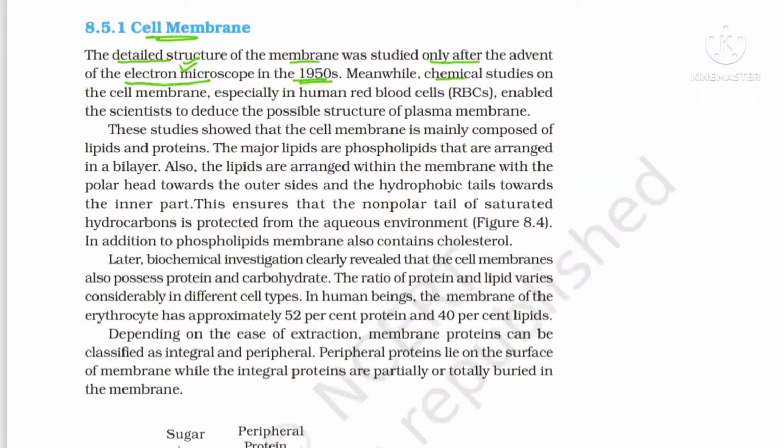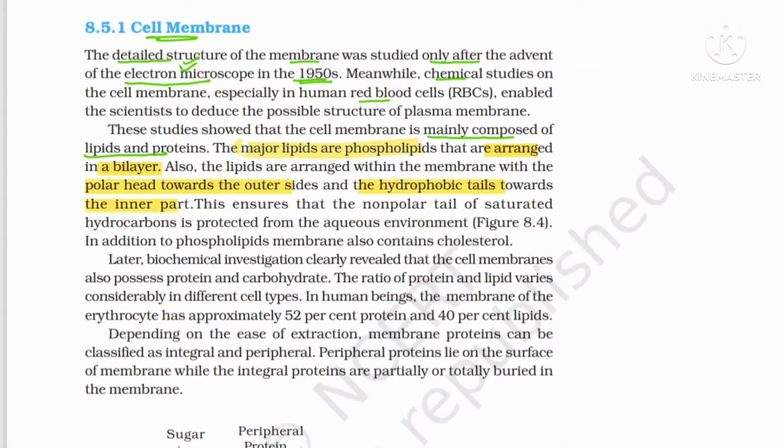Chemical studies, when you are studying at the chemical level, especially on the RBC, you find it is mainly composed of lipid and protein. Which lipid? The major lipids are phospholipids. Is it clear? And how are they arranged? They are arranged as a bilayer, with the polar head towards the outside and the hydrophobic tail towards the inner part.